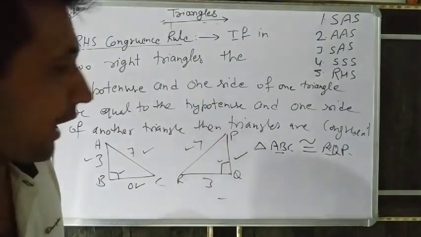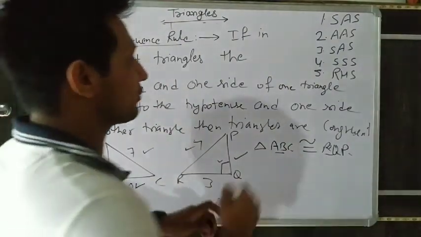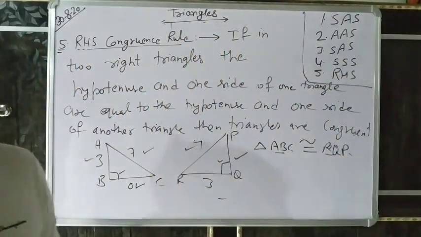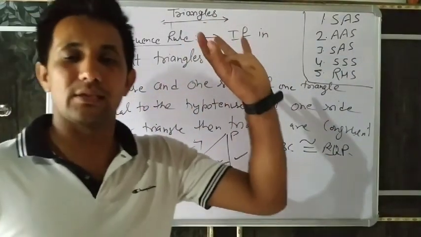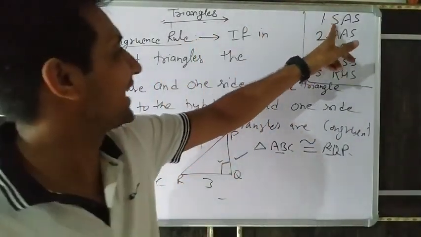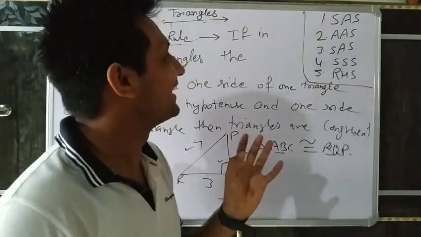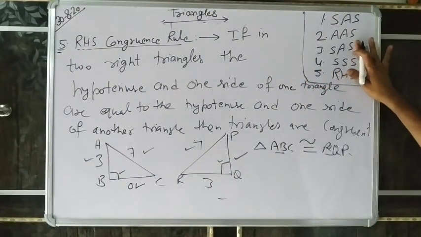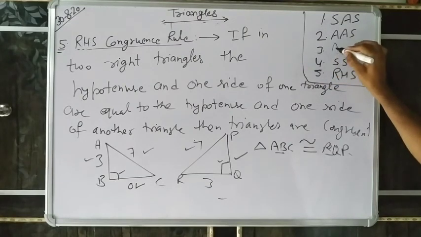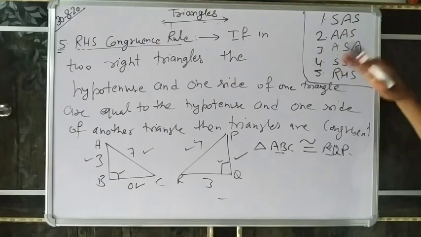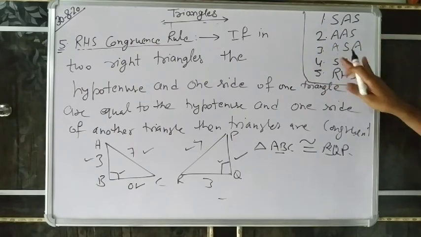This is the important rule for how to check the corresponding parts. So everyone remember this. These 5 rules are very important for congruence, if you want to prove that two triangles are congruent. What are they? Side angle side, angle side angle, and so on: side angle side, angle side angle, side side side, and RHS.